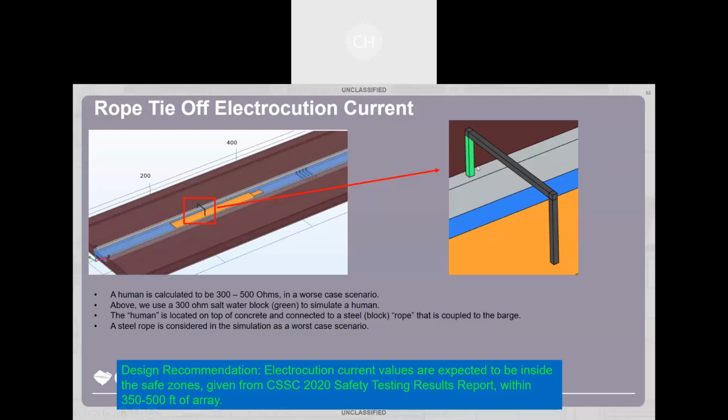In our simulation, this little green block is actually a giant blob of salt water that mimics a human. You can dig into some of the literature where human resistance estimates on the low end are considered 300 to 500 ohms, and that's really on the low end, if there are pretty serious cuts, because your skin is actually in the mega ohm range.